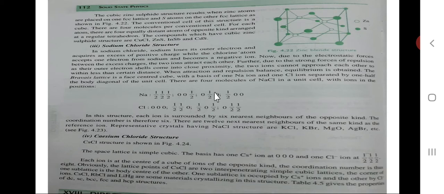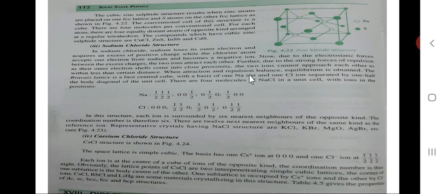The conventional cell of this structure is a cube. There are 4 molecules per conventional cell. For each atom, there are 4 equally distant atoms of the opposite kind, arranged at the corners of a regular tetrahedron. The compounds which have cubic zinc sulfide structure are copper chloride, zinc sulfide, and cadmium sulfide.